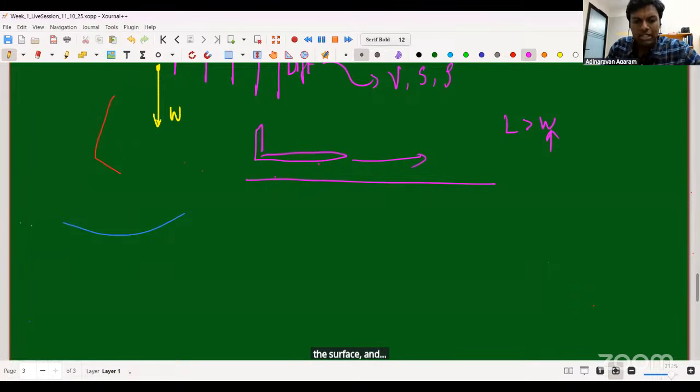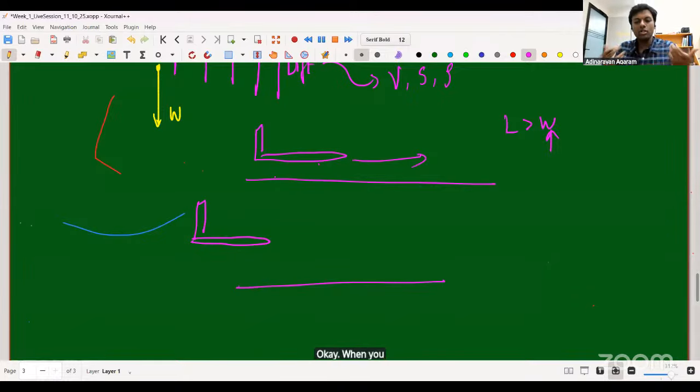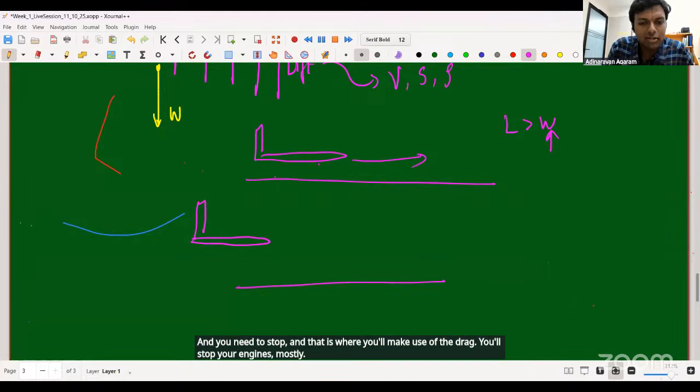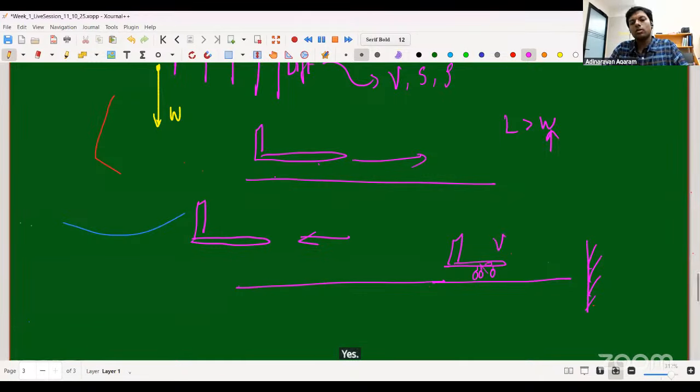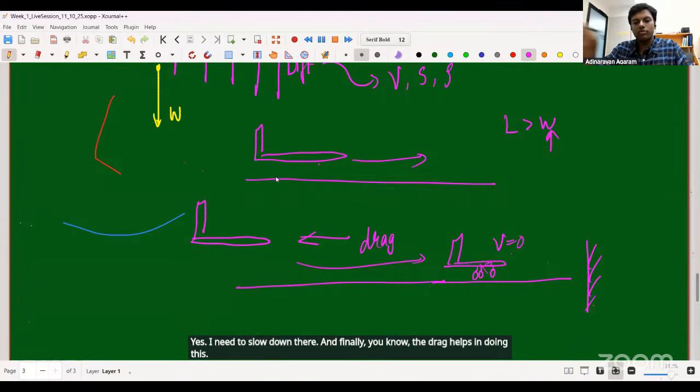Similarly, when you're coming to land, you're at a really, really high speed and you need to stop. That is where you'll make use of the drag. You'll stop your engines mostly, and let the air push you as much as possible, so that if this is the end of the runway, I stop somewhere. That's what I want. So I need to slow down, and finally the drag helps in doing this. You need to slow down to come to a still.